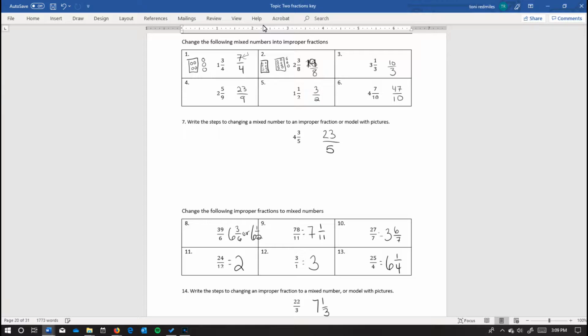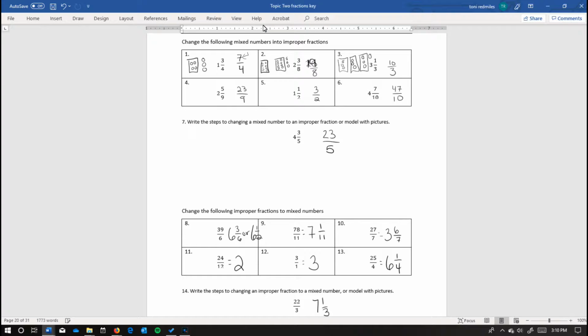All right, in this one, I have 3 bags of Skittles. Each one has 3 Skittles in it. Then I have an extra Skittle, and if I count all these up, there's 10 over 3. Okay, so that's how I model it.